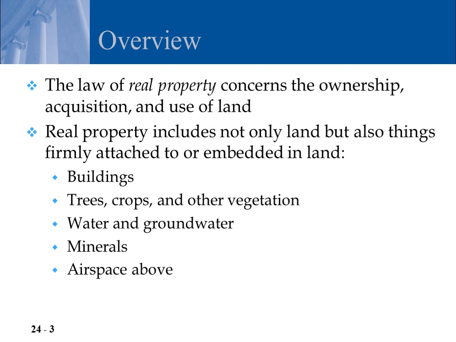So for the overview, the law of real property concerns the ownership, acquisition, and use of land. That's opposed to personal property, which we discussed in Module 1 under Secured Transactions. So real property includes not only land, but also things firmly attached to or embedded in the land. So it might be buildings, trees, crops, vegetation, water, groundwater, minerals, which are below the ground, and airspace above.